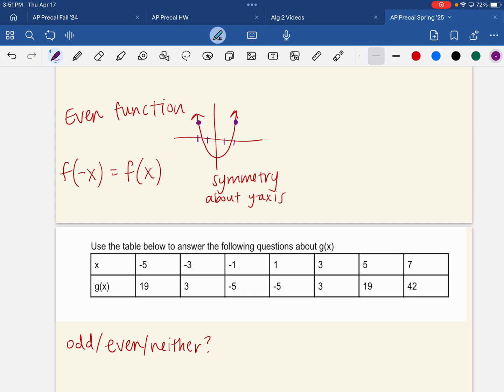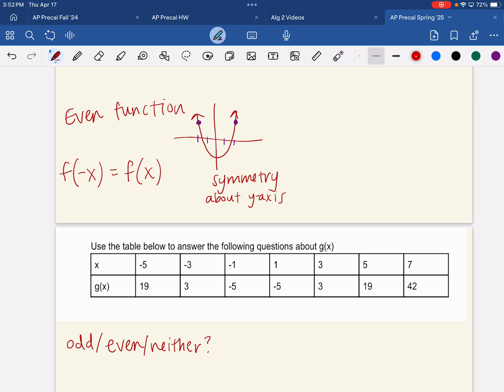You can also use this, you did it in Algebra 2, but I know that's even longer ago. We would plug a -x into an equation in standard form, and we'd check and see, did all the signs change? Did all the signs stay the same? And decide if it's even or odd.